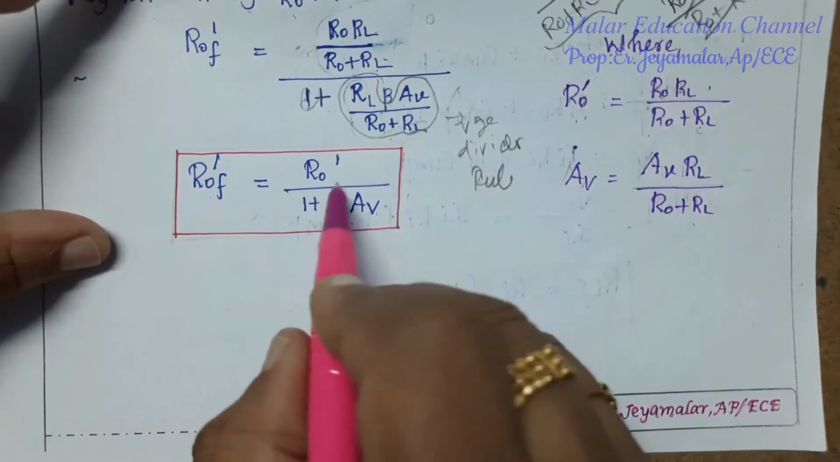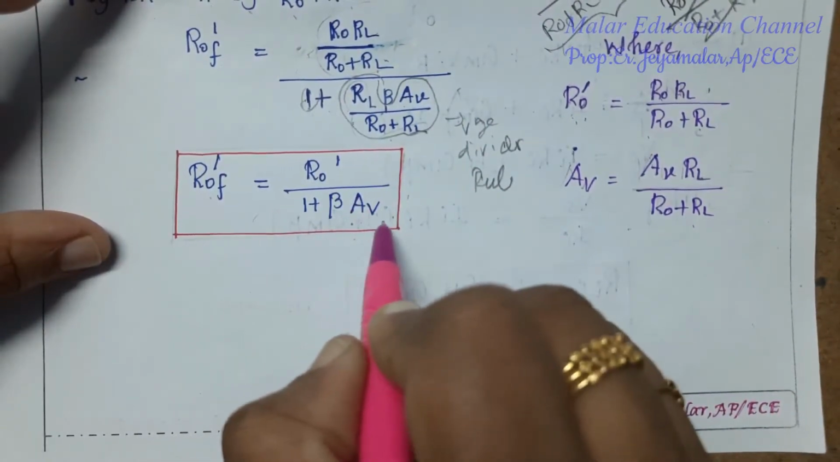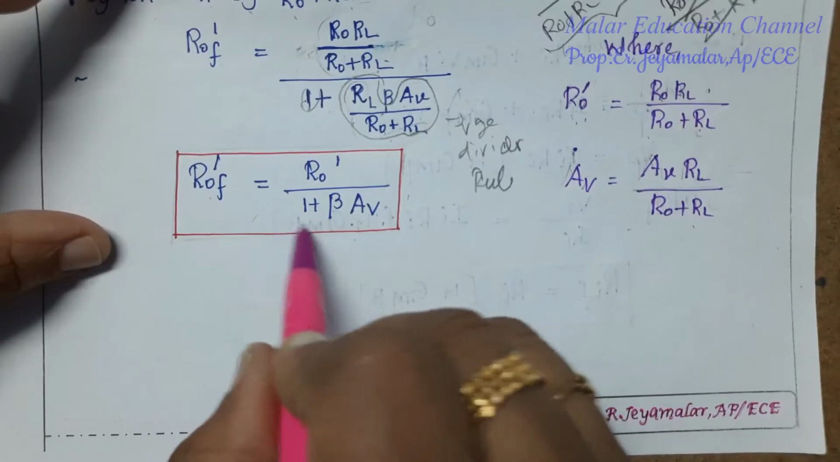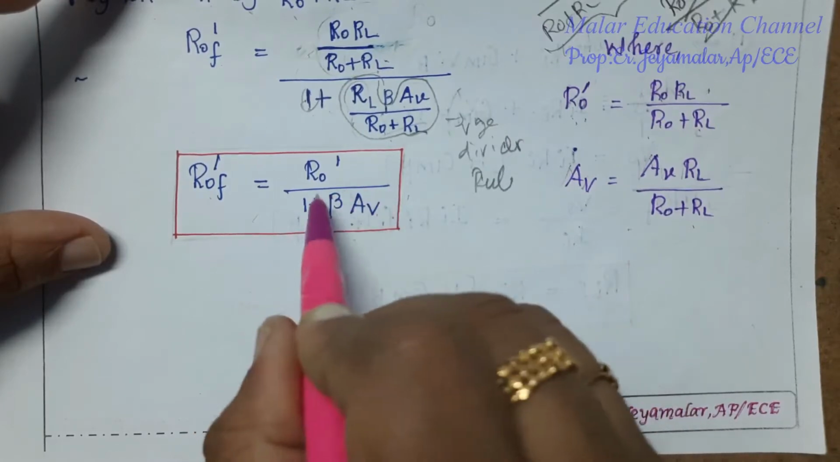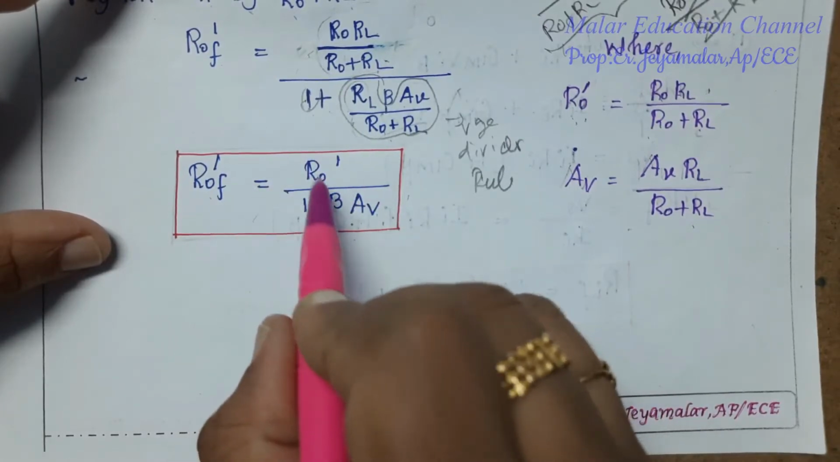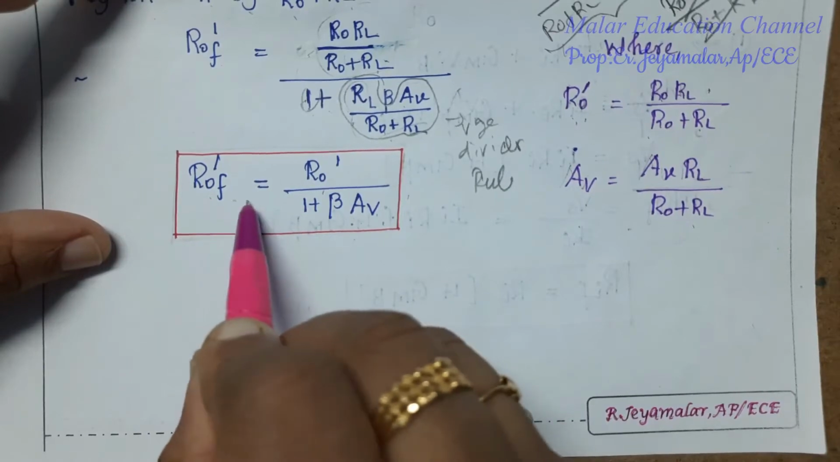R dash of F equal to R naught dash divided by 1 plus beta into AB. Here the beta factor is in the denominator term, so the denominator means the value decreases. The output resistance of the feedback amplifier decreases.